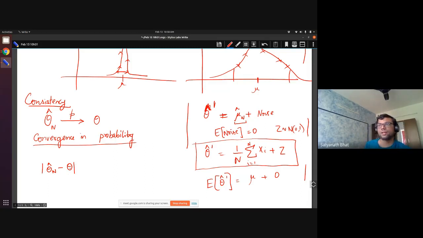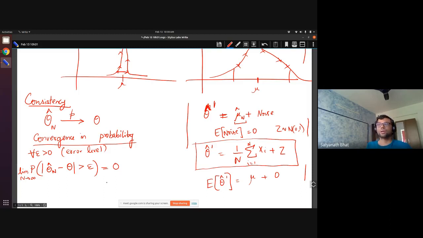Now what we want is that this error, we don't want this error to be greater than some epsilon. So for all epsilon greater than 0, think of this as an error level. You don't want your error to be beyond some error level. You can choose epsilon equal to 0.01, for instance. If you take the limit as n tends to infinity, this has to go to 0. This is what is meant by convergence in probability.